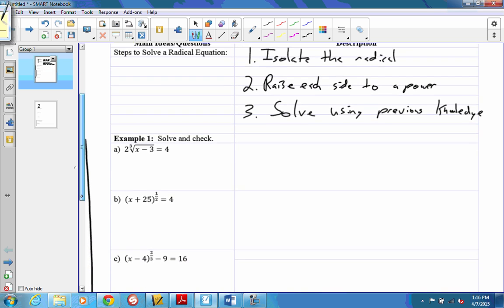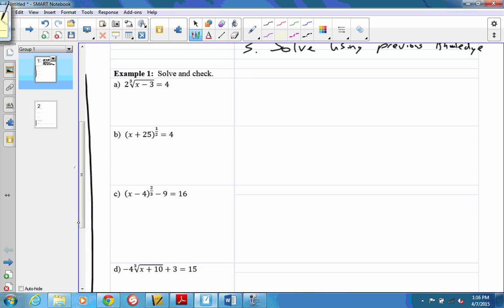So some of these I'll do all of the steps, some I'll do some of them, right? This first one, solve and check, and we'll talk about checking.